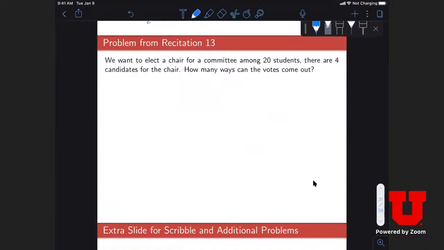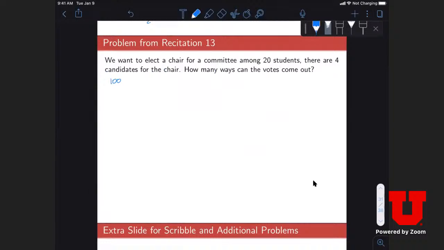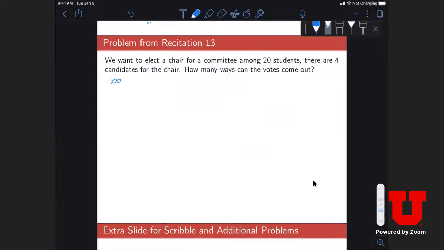We're electing one chair. Elect a chair for a committee among 20 students. And there are 4 candidates. So when it says how many ways can the votes come out, it's saying how many ways can each candidate get votes. Like if there were 100 total votes, how are we distributing those 100 votes to each of the 4 candidates? So does each person in the committee vote once? Yes. So 20 votes among 4 people.